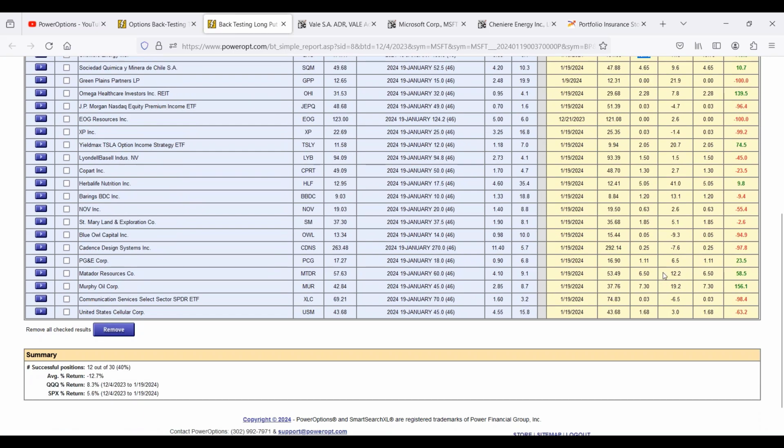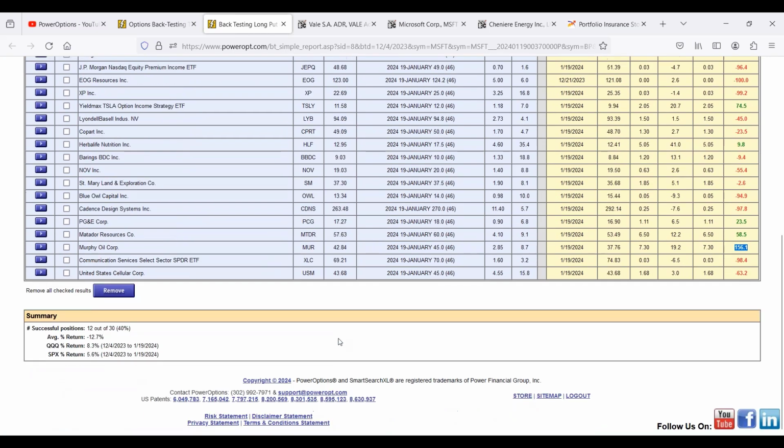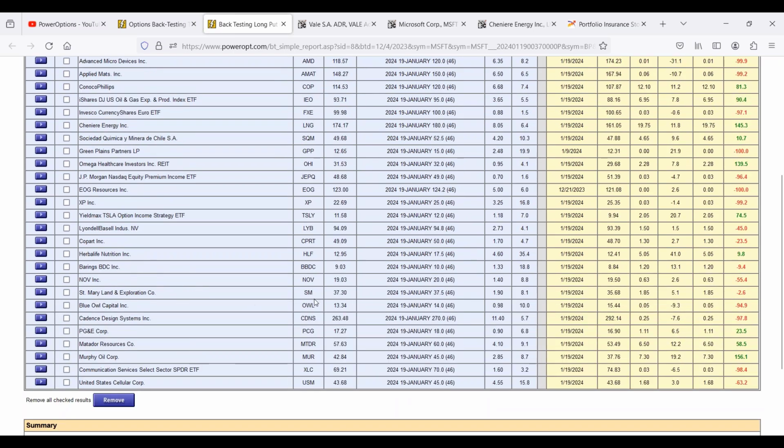But Murphy Oil Company, 156% return. But only 12 out of 30 were winning trades, 40%. And the average loss was 12.7%. But that kind of makes sense, doesn't it? Because during that time period, QQQ was up 8.3%, SPX was up 5.6%. We were in a strong, upward moving market at the end of December going into January.